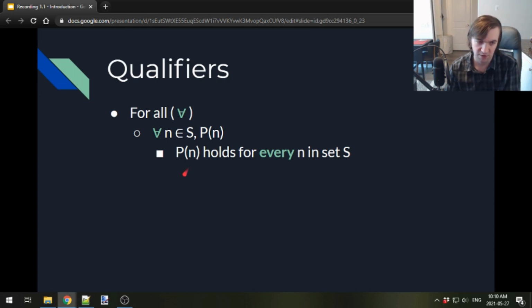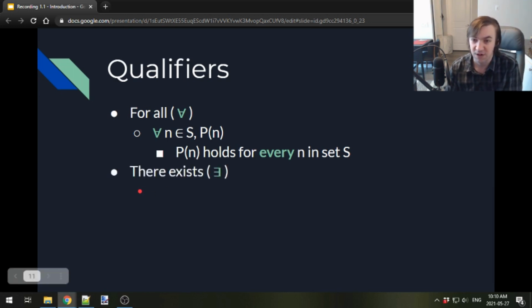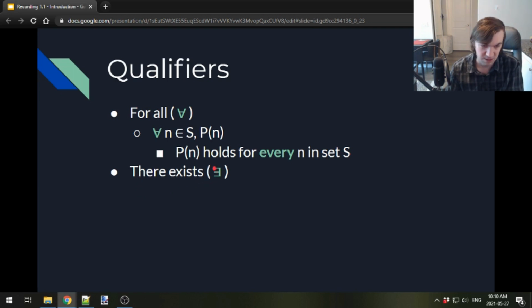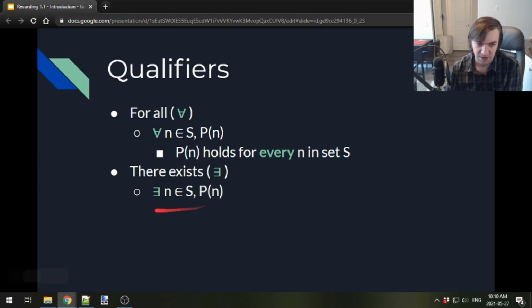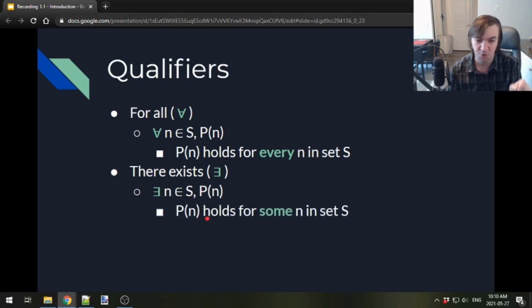The other qualifier that we'll see is "there exists," the capital E backwards. You show something like this: there exists an element n in our set S where P of n happens to be true. So P of n holds for some n in the set S. It doesn't have to hold for all of them, but there is some example somewhere where our predicate holds true for an element in this set.